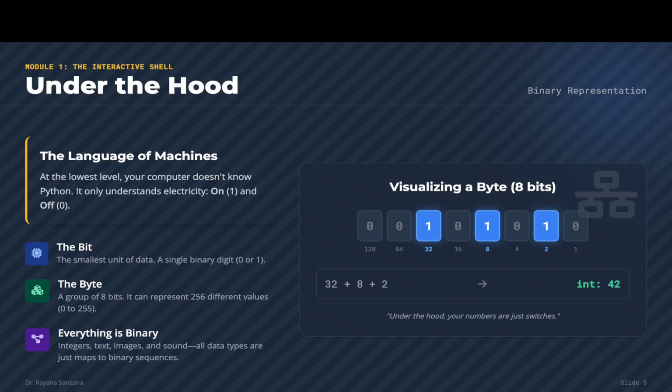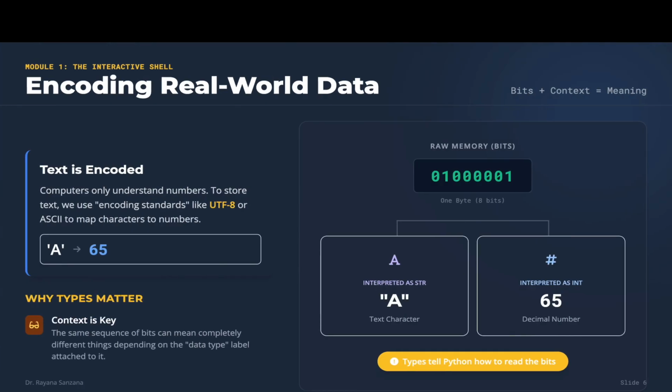Why does this matter? Because computers don't actually know what an image or text is. To a computer, everything is just a long stream of ones and zeros. Our data types, integer, float, string, tell Python how to interpret those bits. Data encoding is how we bridge the gap between human meaning and computer storage. Remember, under the hood, everything is just ones and zeros.